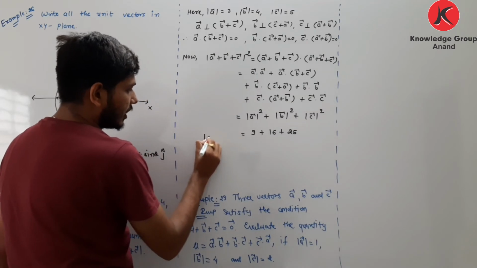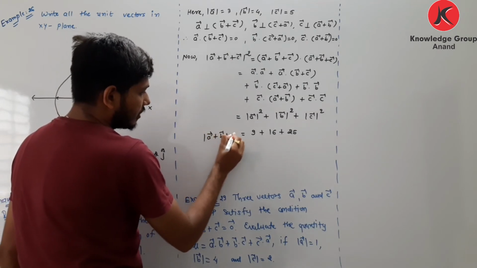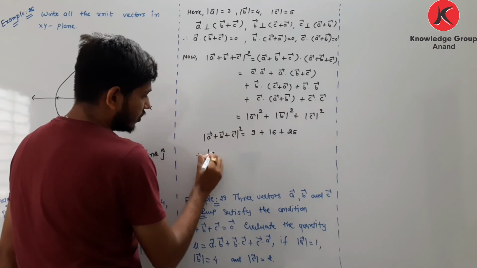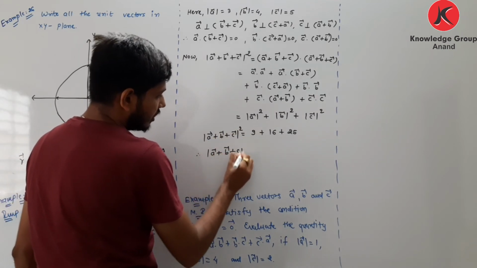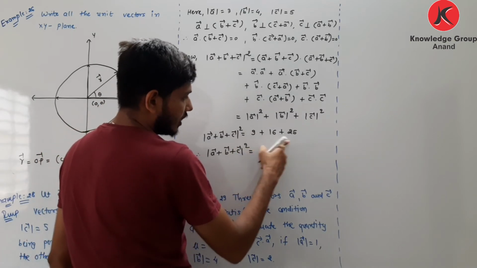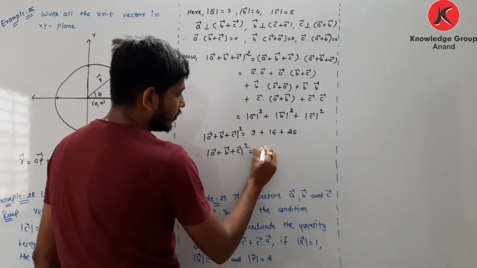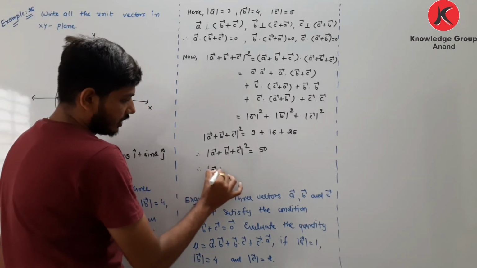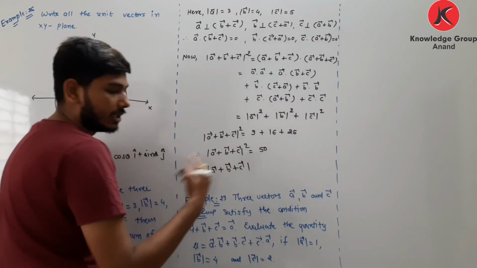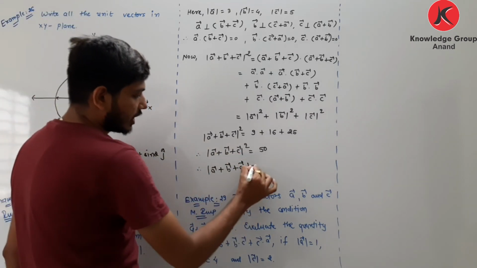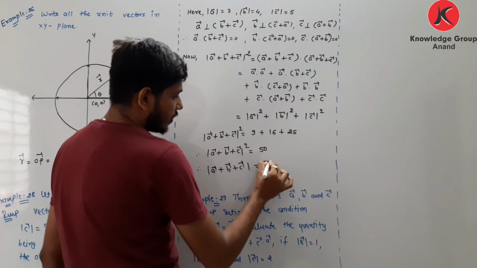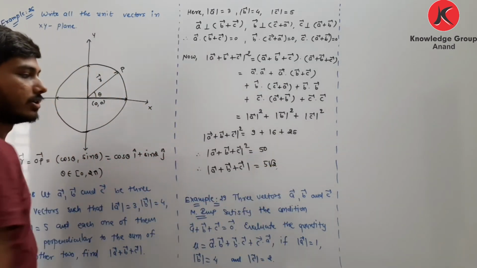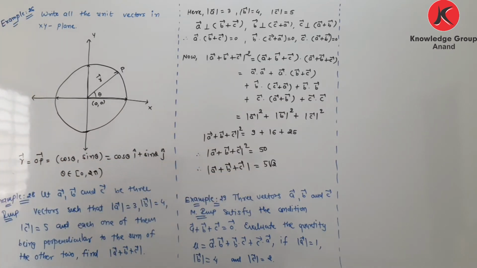Therefore, I am getting magnitude of A plus B plus C whole square, which is equal to 25 plus 25, 50 here. We can also write it like this: magnitude of A bar plus B bar plus C bar. By taking the square roots on both sides, we get 25 times 2 is 5 root 2. That is your answer. The magnitude of A bar plus B bar plus C bar is equal to 5 root 2 by use of this logic.